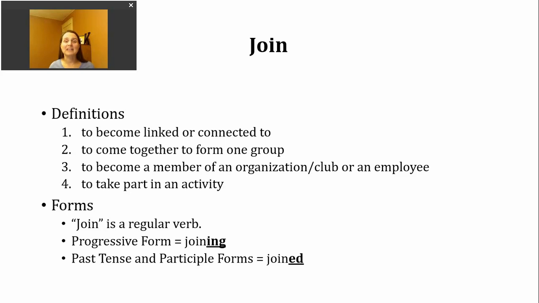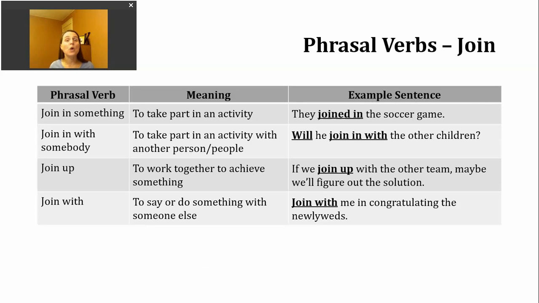Join is a regular verb. To make the progressive tense, all we need to do is add ing to form joining. The past tense and participle forms of this verb are made by adding ed. Because this verb ends with a voiced n sound, the ed is going to make a d sound. Joined, joined.